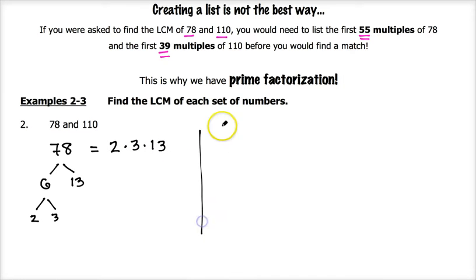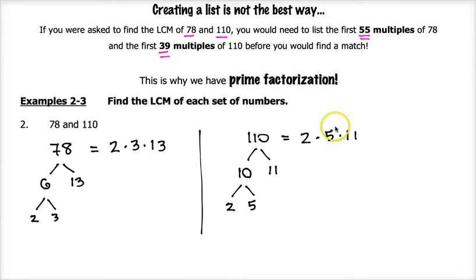Okay, now we'll do the prime factorization of 110. So 110 I know is divisible by 10 because it ends in a 0, and 10 times 11 gives me 110. 11 is prime. 10 I can split up into 2 and 5, which are both prime, so the prime factorization of 110 is 2 times 5 times 11.